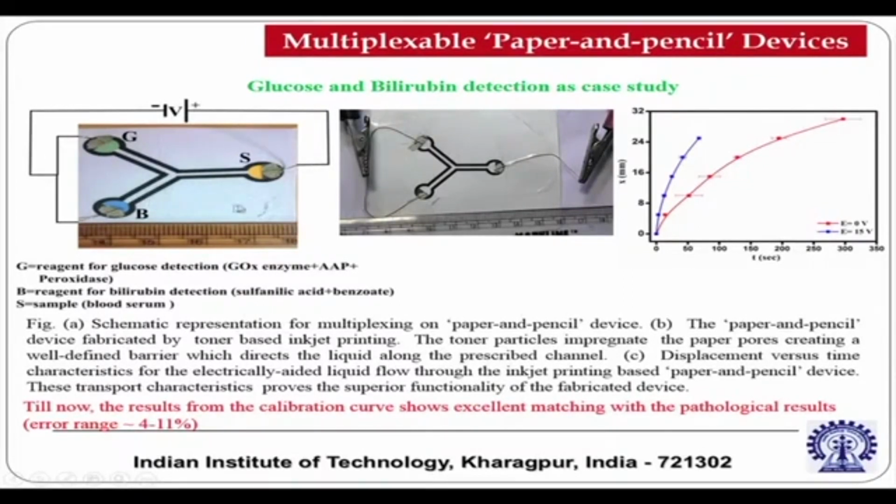So in this paper and pencil platform we have tested the blood glucose and bilirubin level simultaneously by using a single blood sample. This is just to demonstrate that it is possible to make multiple tests simultaneously using a single blood sample using the paper and pencil based microfluidics platform.